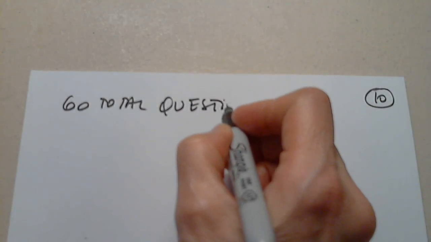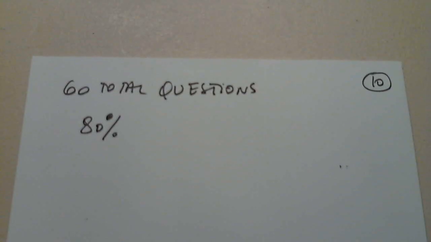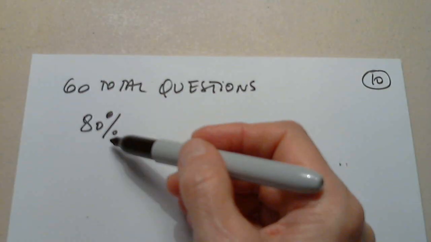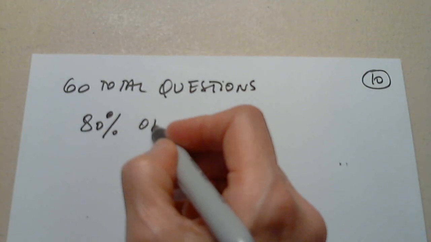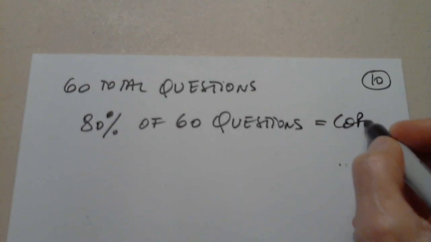So, what page am I on? I'm on 10. Okay. So 60 total questions. She scored 80% on this test. How many did she answer correctly? So 80% of 60 questions were correct.